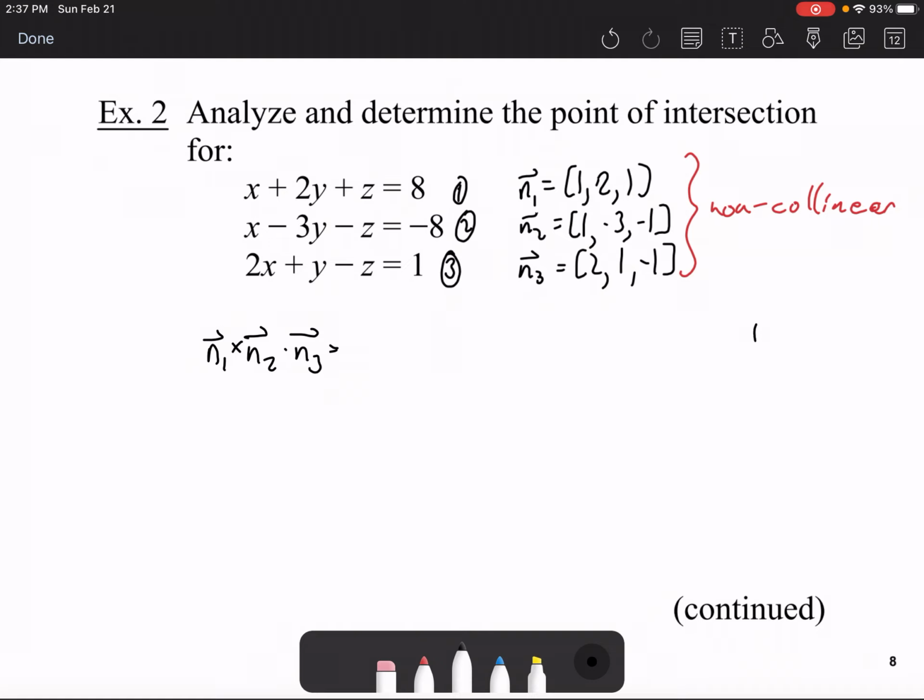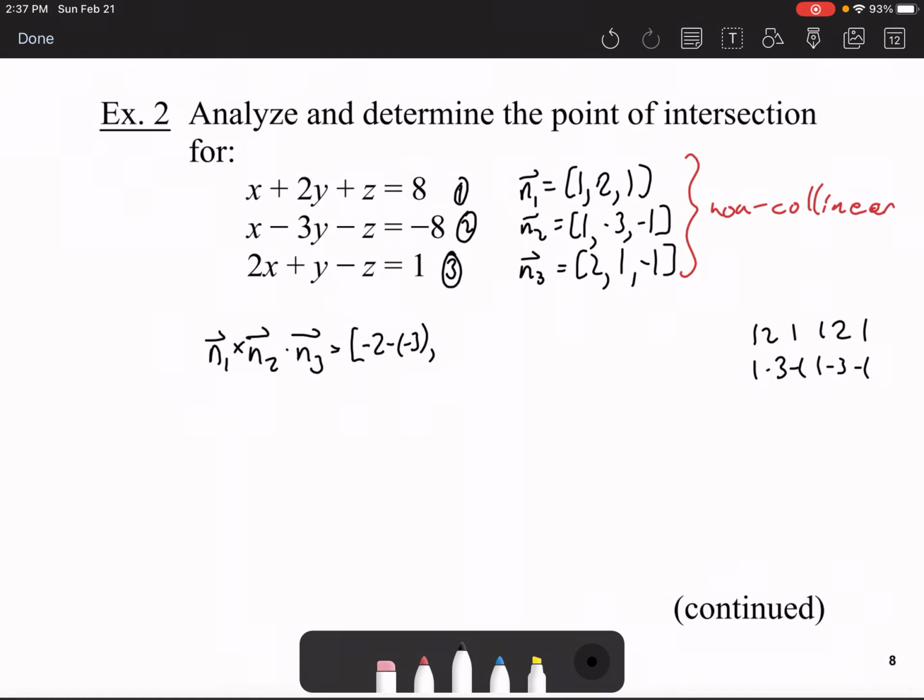Okay, so I'm going to work out the cross product here. The first two, I'm going to write down my numbers off to the side. So I get negative 2 minus negative 3. I get 1 minus negative 1. And I get negative 3 minus 2. I'm going to dot that with 2, 1, and negative 1.